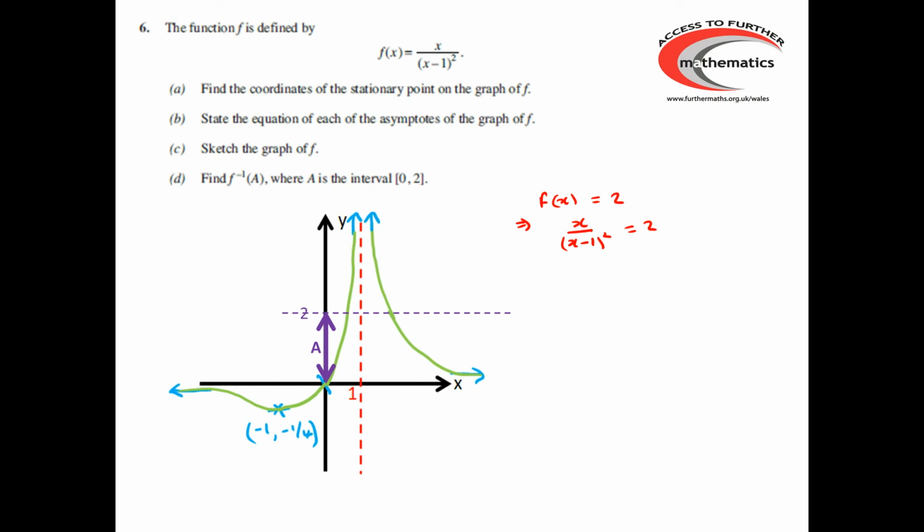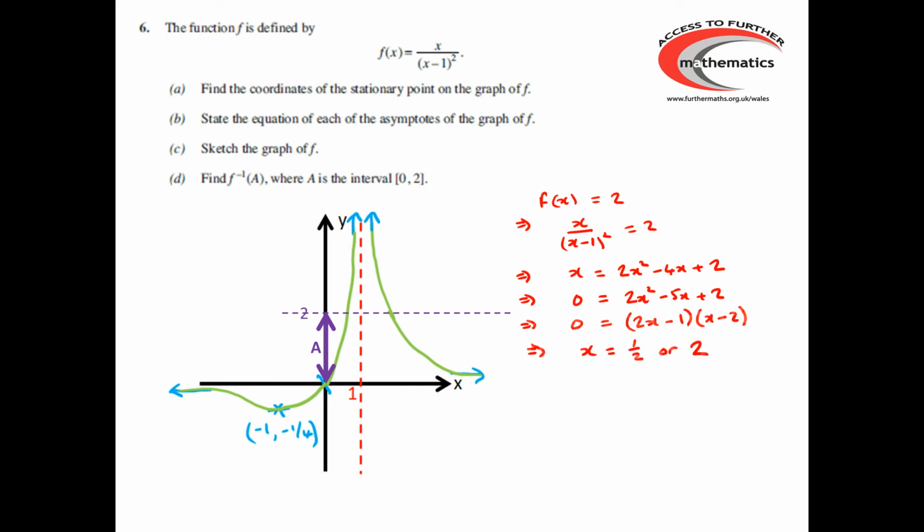We've got x over x minus 1 squared equals 2. So that's x equals 2x squared minus 4x plus 2. So a simple quadratic to solve, which leads us to x equals a half or x equals 2. So the first set of values of x, which give us a value of f of x which lies between 0 and 2, are going to be values of x which lie between 0 and a half.